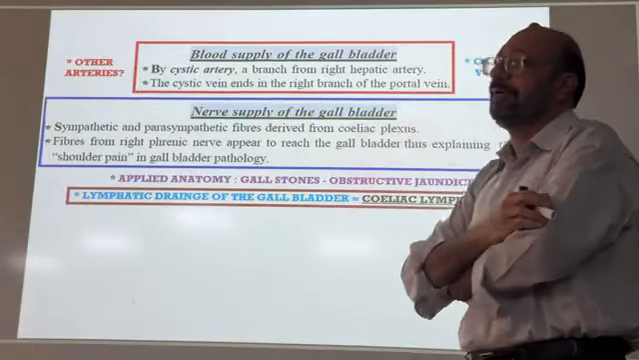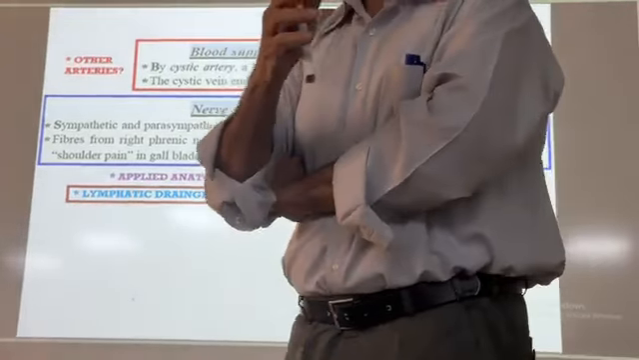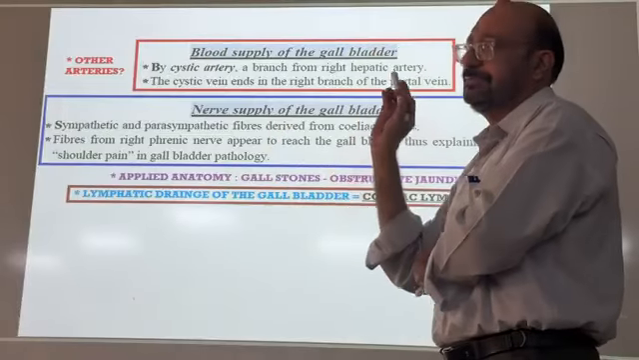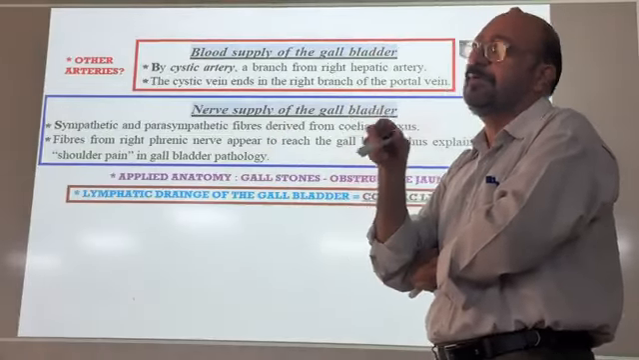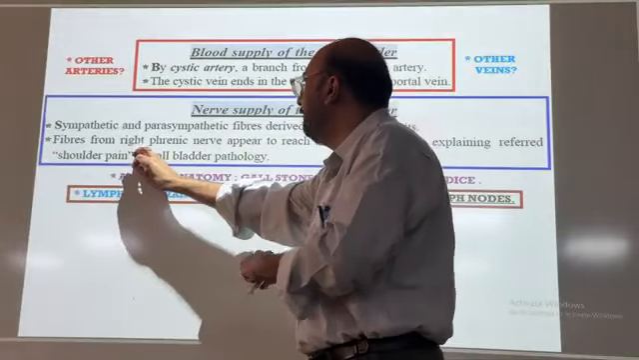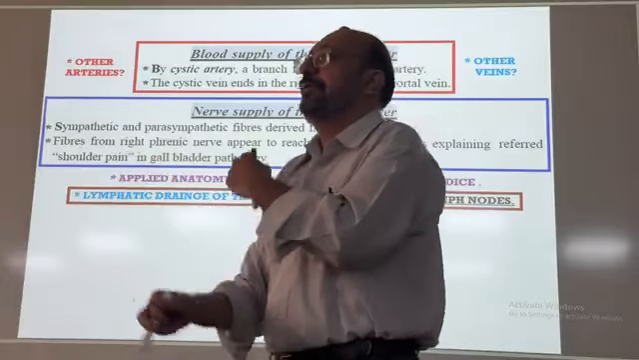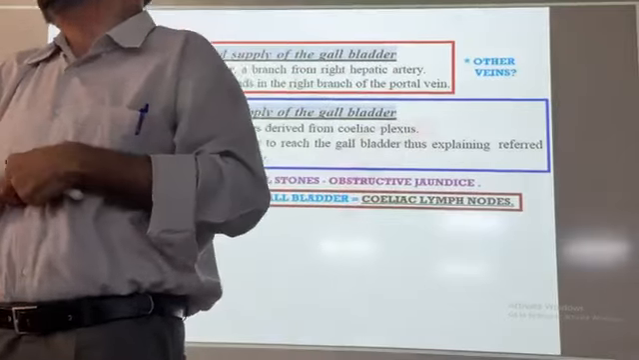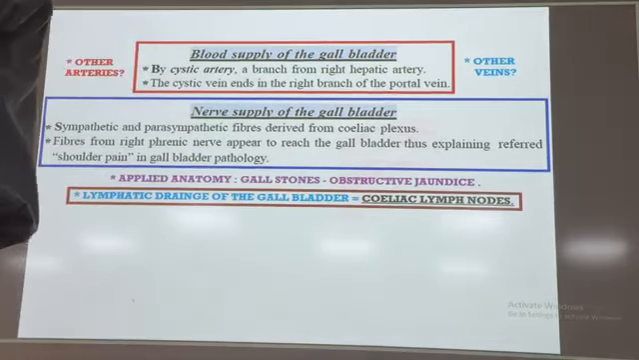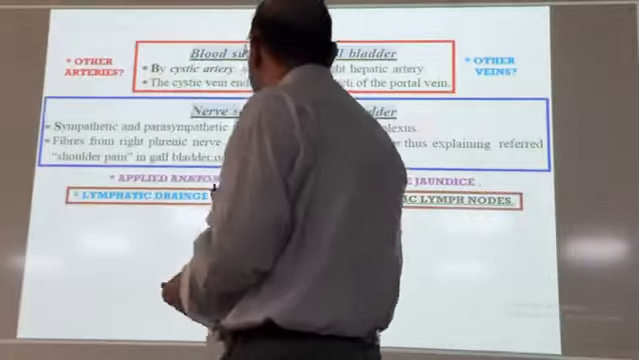Nerve supply of the gallbladder. Of course, a visceral organ, so it has a sympathetic and a parasympathetic. Sympathetic and parasympathetic fibers derived from celiac plexus, which is around the celiac trunk or celiac artery. Then some fibers from phrenic nerve, and that is the reason of tip. Whenever there is a gallbladder pain, the pain is referred to the tip of the shoulder or sometimes to the scapular region also. So this is the reason for this referred pain.